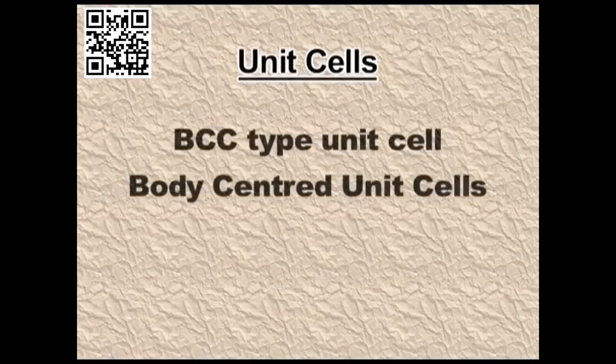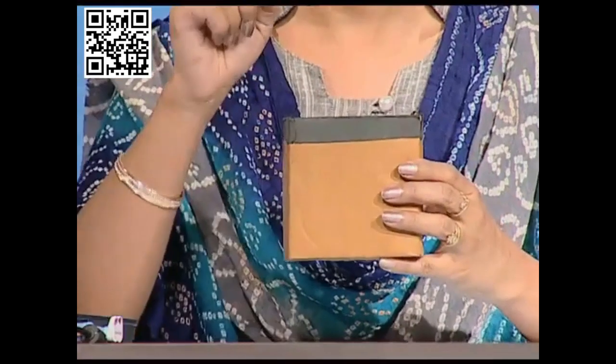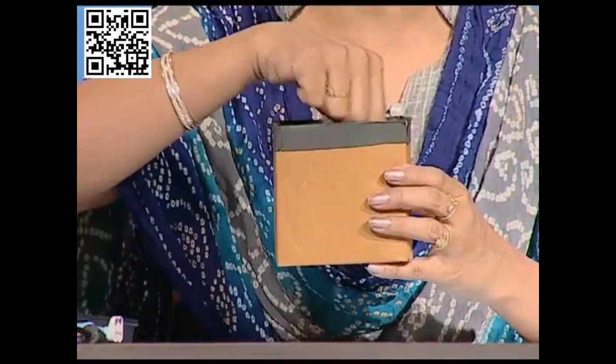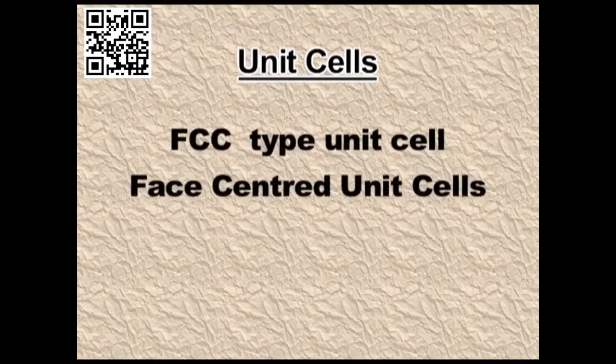In the BCC type unit cell, that is the body-centered unit cell, the constituent particles are present at the corners, that is, 8 corners will be occupied, and there will be one atom inside this unit cell. Let's suppose one particle is present inside it. This is BCC type. The third one is FCC type, that is the face-centered unit cell.